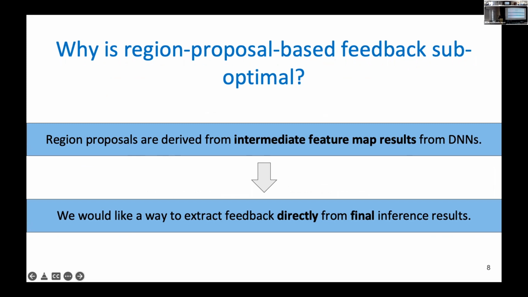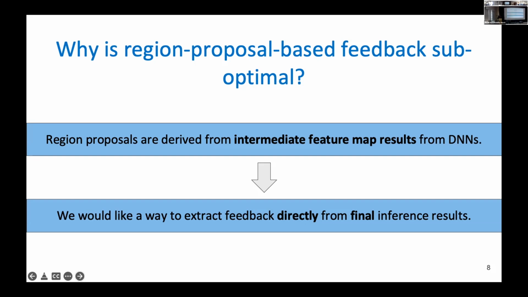So why is region proposal-based feedback suboptimal in its sense? And why would we need something new in this case? The key insight here is that region proposals are derived from intermediate feature map results from the server-side deep neural networks. But in the ideal case, we would like to extract our feedback directly from the final inference result, because this is more aligned with our goal of improving the inference accuracy of the final server-side deep neural network.